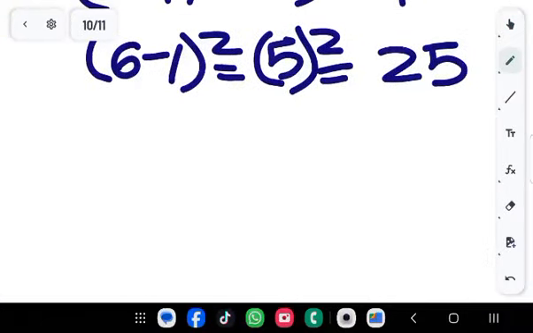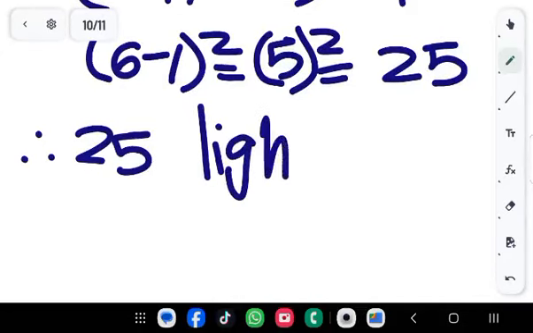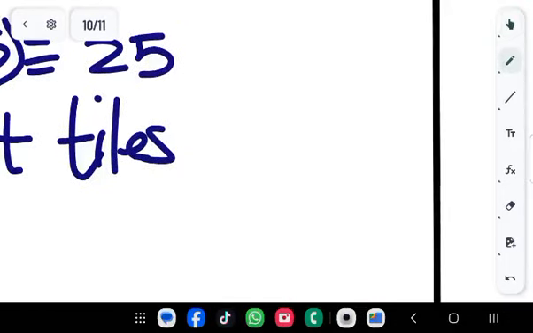Therefore, 25 light tiles were used in pattern 6.